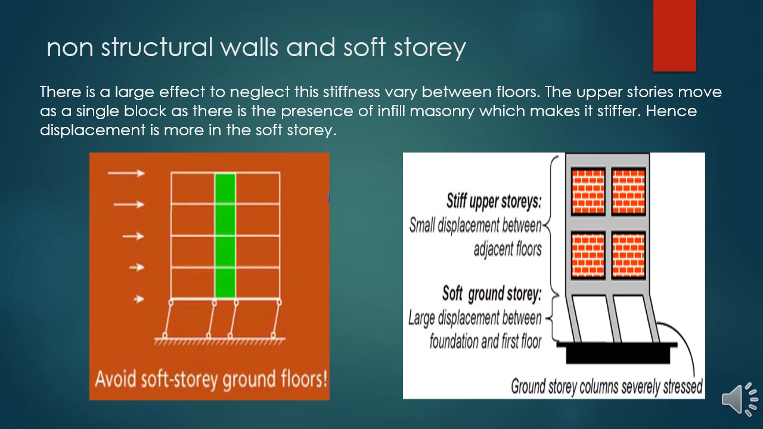There is a large effect to neglecting the stiffness variation between floors due to infill masonry walls, because the upper stories will move as a single block with a small displacement, as shown in the figure, but the ground floor will move with a large displacement because of the soft story effect, which will cause severe stresses on the vertical elements.